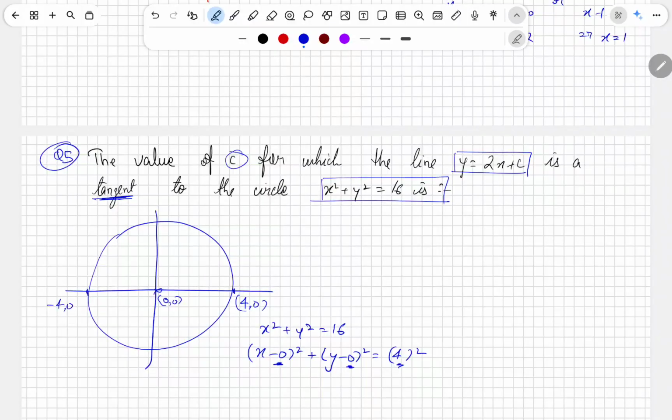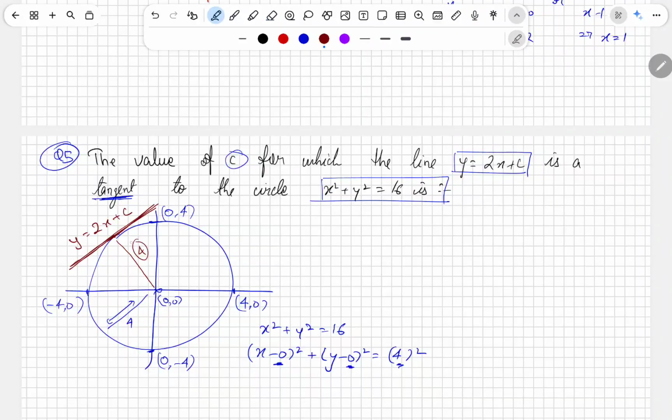Radius is 4. So this will also be minus 4 comma 0. This will be 0 comma 4 and this point will be 0 comma minus 4. Now I have made the circle. We know the radius is 4 units. Now let's draw a tangent. Let's say my tangent goes something like this. This is the tangent whose equation is given, y equals 2x plus c. Now the tangent is at a distance of the radius from the center.